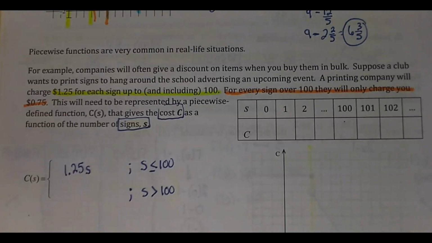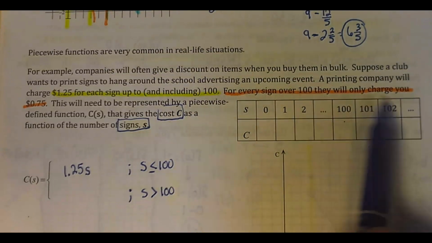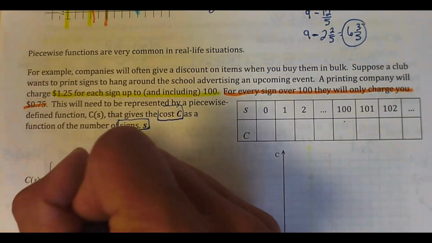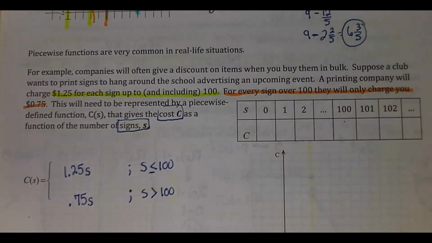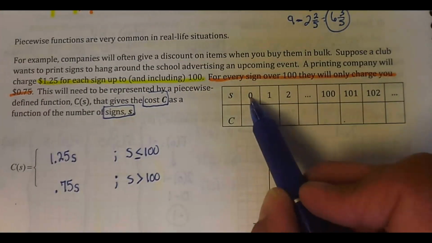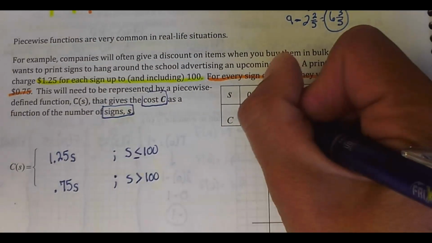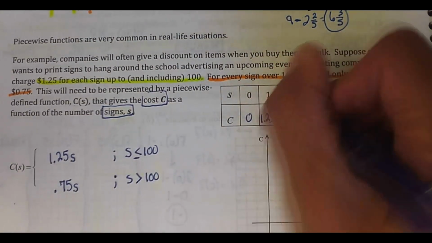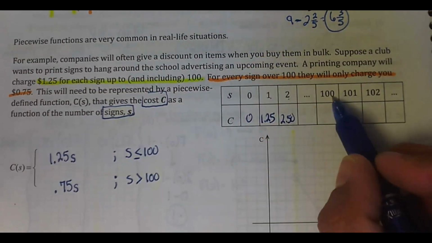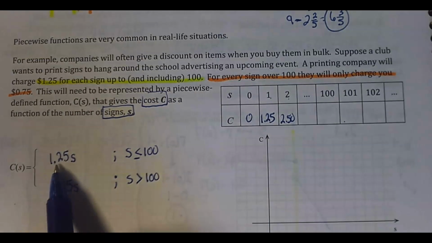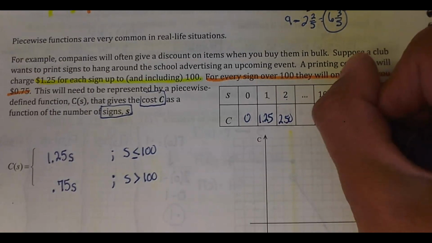Now let's take a look at what's going to happen after that. So now for every sign over 100, they're only going to charge me 75 cents for every sign. So for instance, what could that mean? So for 0 signs, I'm not paying anything. For 1 sign, I'm going to pay $1.25. For 2 signs, I'd be paying $2.50. 100 signs. Well, 100 fits here. And if you take 100 times $1.25, now you're paying $125.